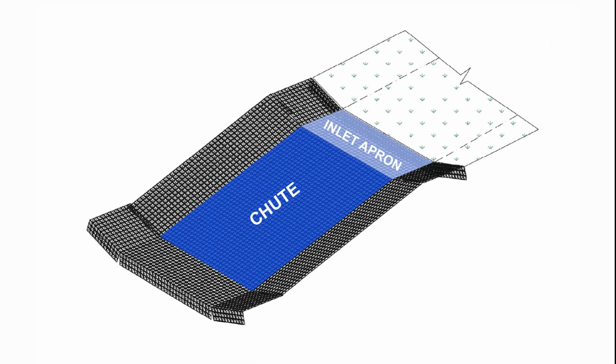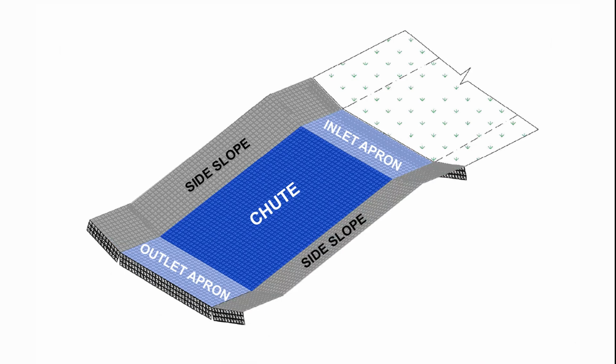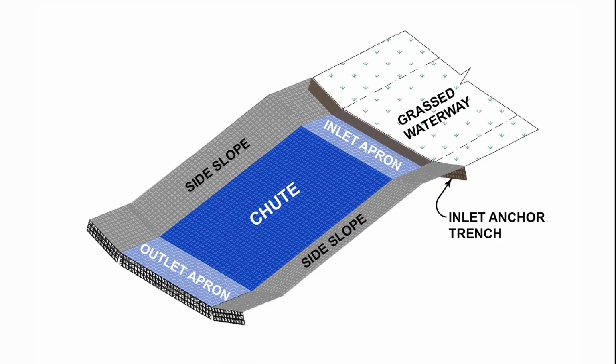On its face, a chute may seem like a pretty straightforward structure. It is, however, made up of a number of different components: an inlet apron, a main chute, an outlet apron, and the side slopes. Water flows from the waterway and enters the structure across the inlet apron. The upstream edge of the inlet apron will be keyed into the soil using a 24-inch anchor trench. This will ensure that the water goes down the chute and not under it.